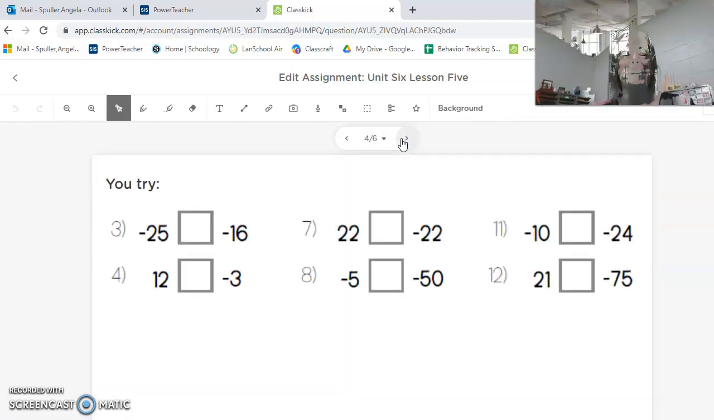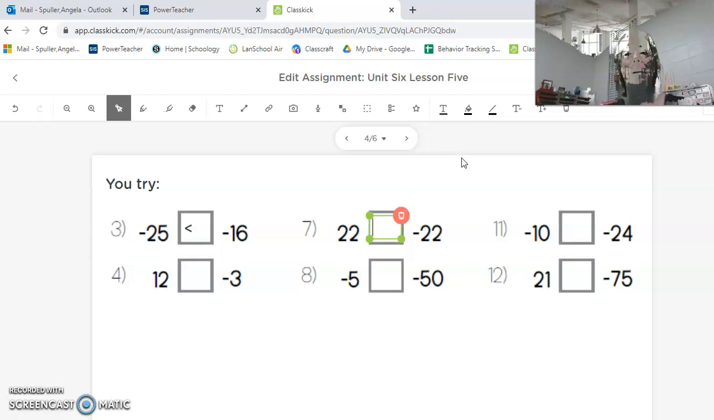Okay, go ahead and pause this video and try these 6 problems yourself and then come back and see if you got them correct. Okay, for this one, you should have said -25 is less than -16. Here they're trying to trick you, and they want to see if you say they're equal to. They're not equal to, remember?